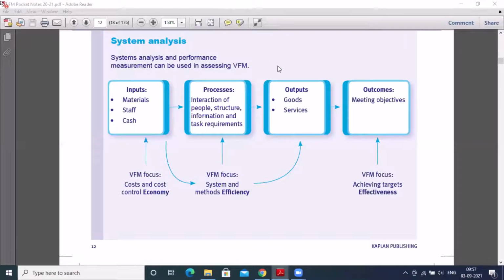Interaction of people, structure, information, and task requirements. It means whatever input we consider, how effectively the input is delivering, nothing but how we are processing that. So how effectively teachers are delivering the content, all these things, and as you rightly mentioned, the infrastructure. The output here means whether the students are passing with good grades or not. If you provide quality education but finally the students failed, then definitely there is no output in that. So the output is that students passed, and what will be the outcome?